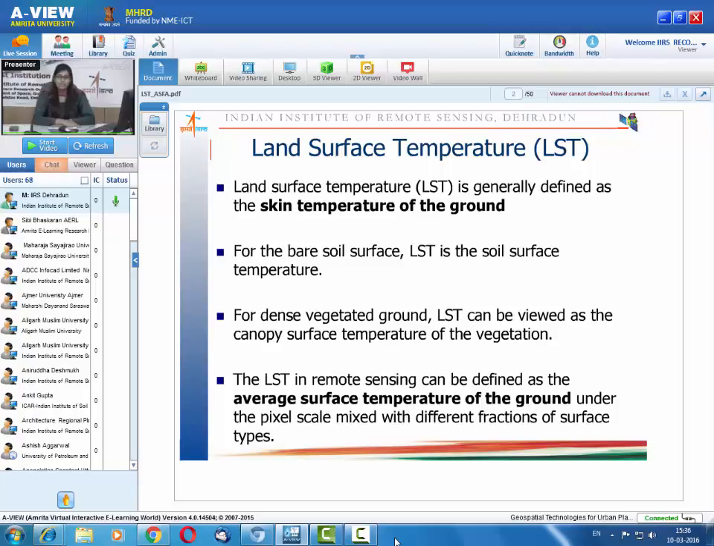Now, if you recall in my last lecture, we had talked about the spatial resolution. Each pixel is made up of various land uses or land covers depending upon the size of the pixel. So if you assume that one pixel is made up of various land covers, then the surface temperature for that pixel will show you the surface temperature of all the mixed pixels. So the average temperature will be shown to you.